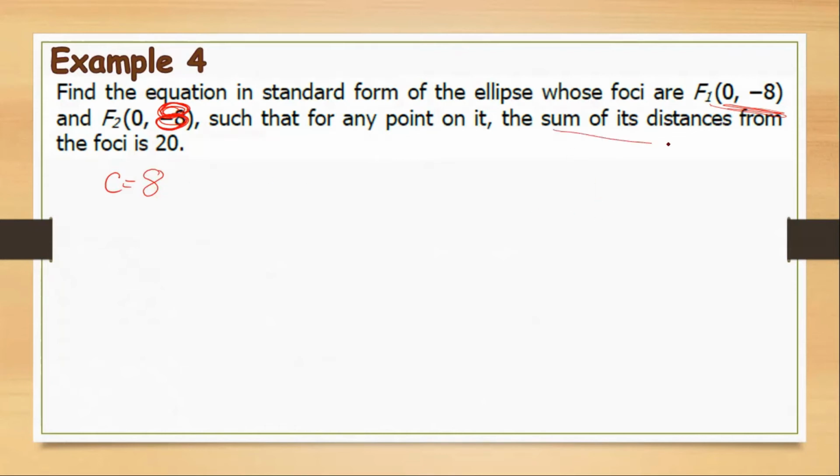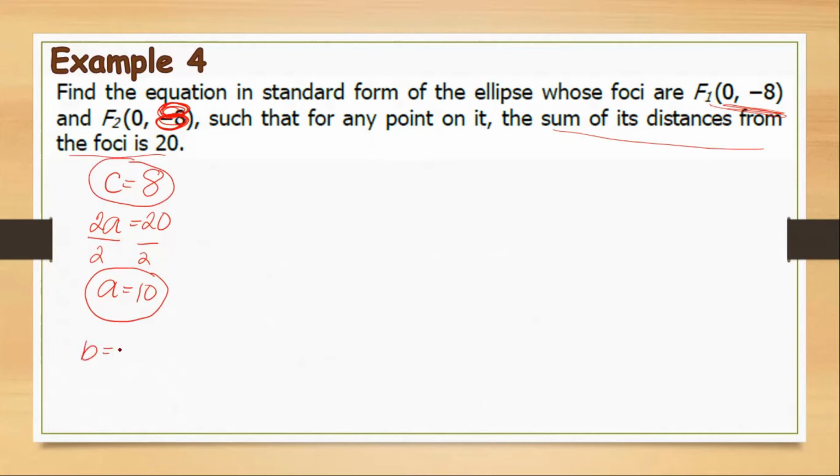And so the sum of distances from the foci is 20. So it means that our 2A is equal to 20. Divide both sides by 2, and our A is equal to 10. We have our A, our C, and we are now looking for B. Our B is equal to square root of A squared, so that's 10 times 10, we have 100, minus C squared, which is 8 times 8, which is 64. So that is equal to square root of 36, and so our B is equal to 6.